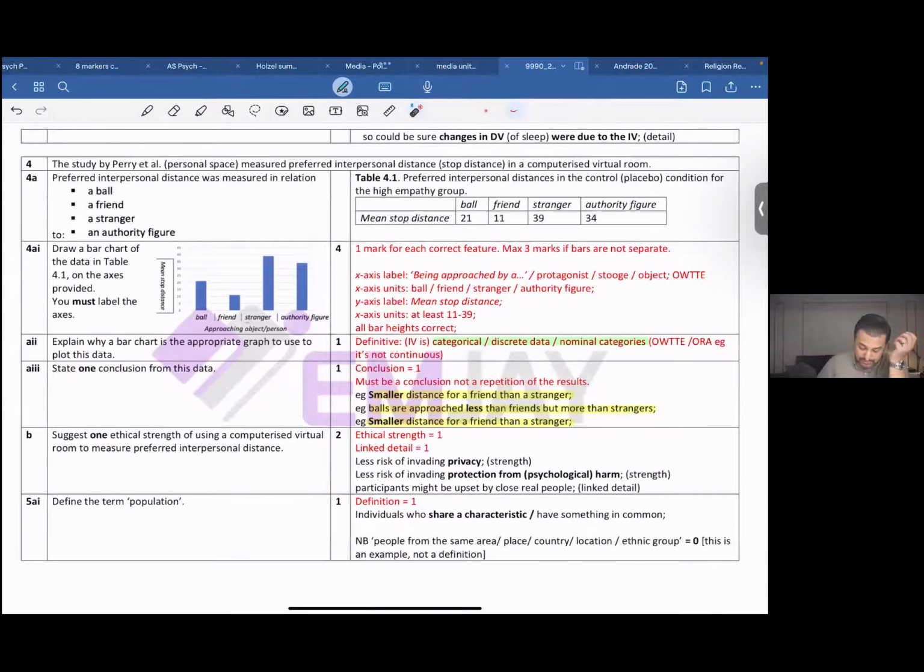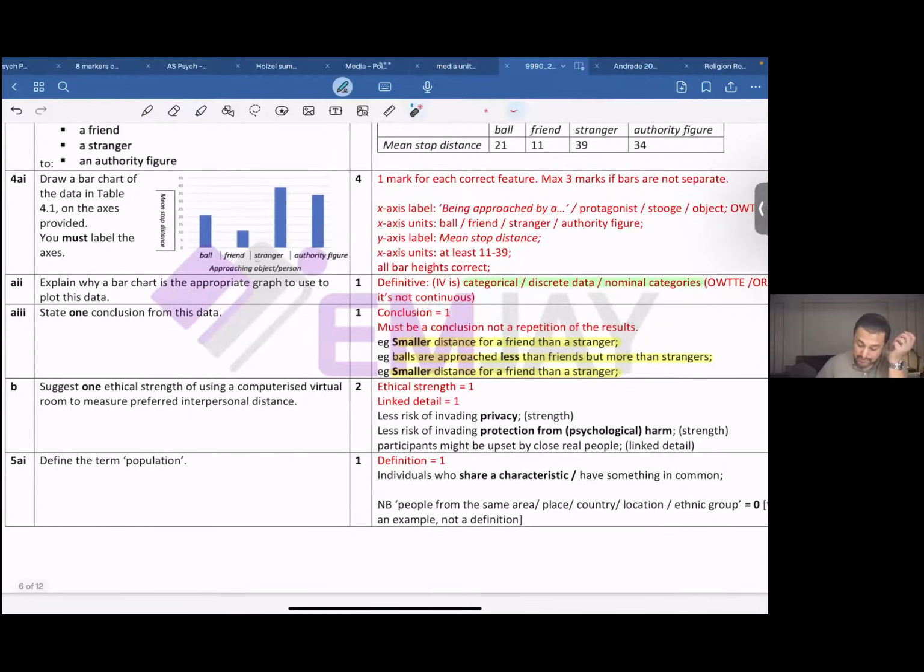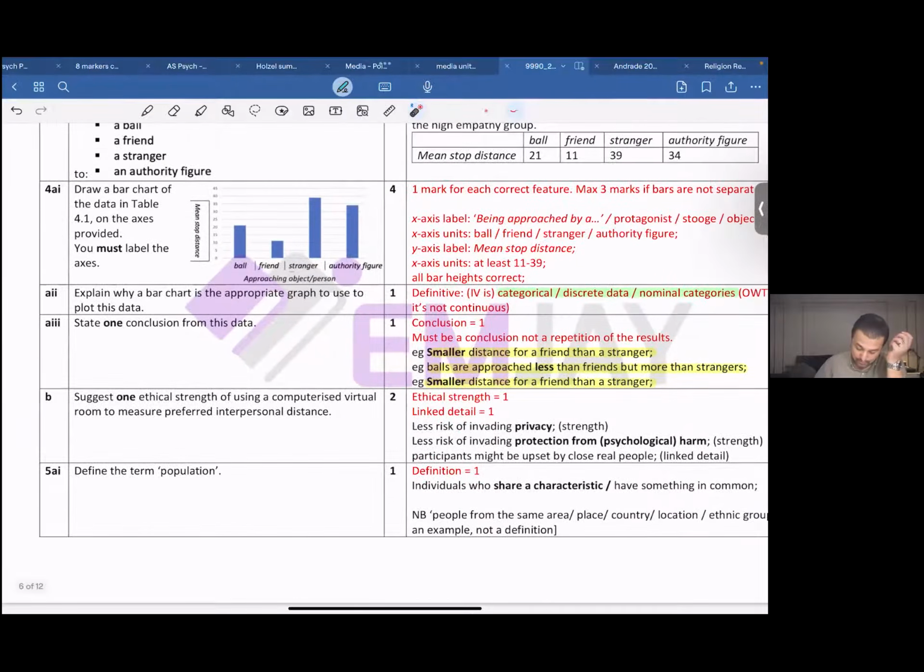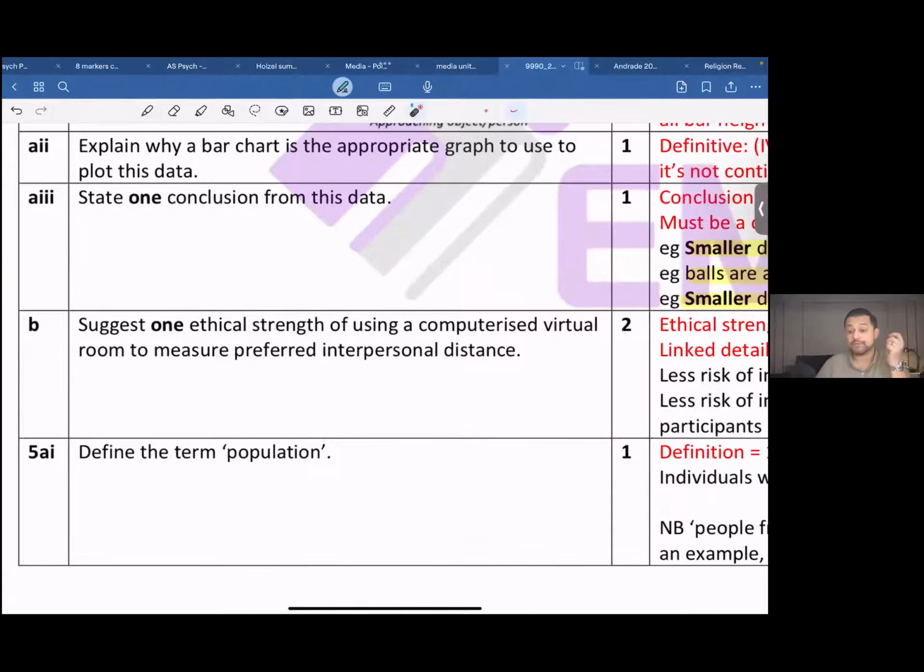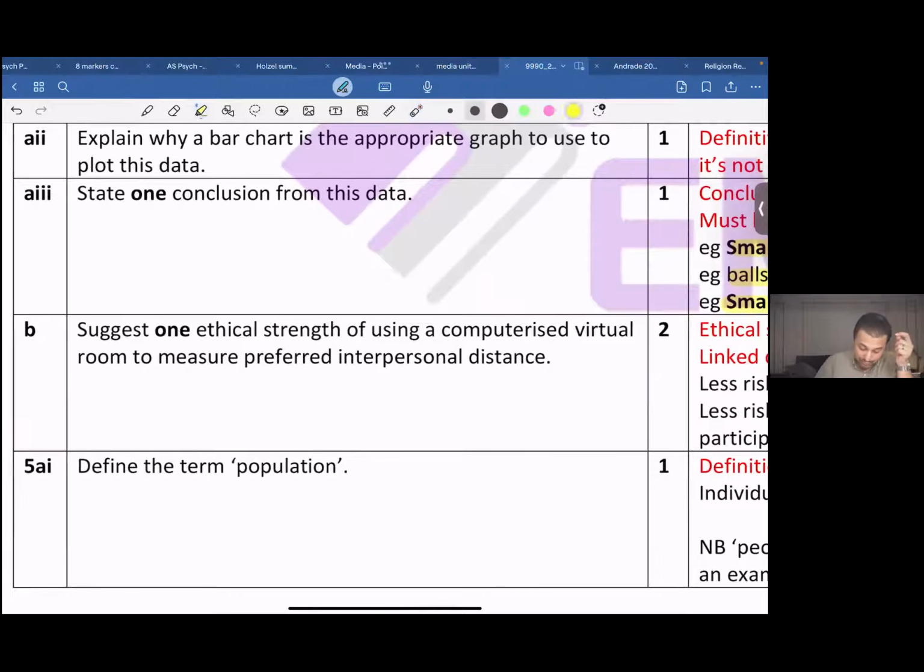The next question, suggest one ethical strength of using a computerized virtual room to measure preferred interpersonal distance. Remember, the command word over here is asking you to suggest, and your answer could be any suggestion, right? They're asking you to suggest one ethical strength. Don't miss on that word there, of using a computerized virtual room to measure preferred interpersonal distance.